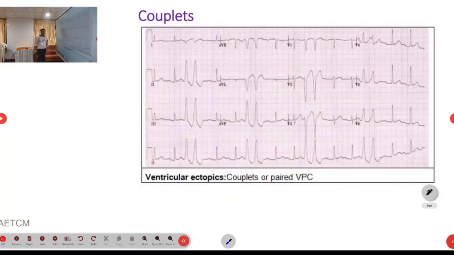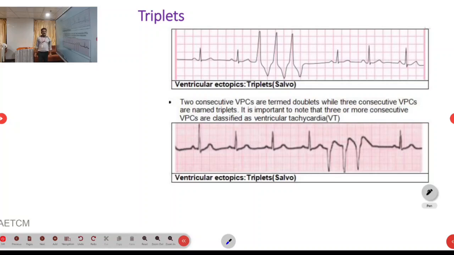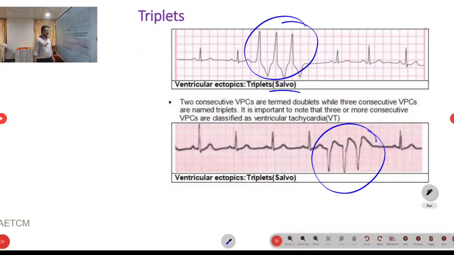Now here you are seeing two ectopics in a row. This is called couplets. Now there are three ectopics in a row here. They are called triplets or salvo. Couplets, triplets. Here also you can see three ectopics in a row. They are called salvo or triplets.